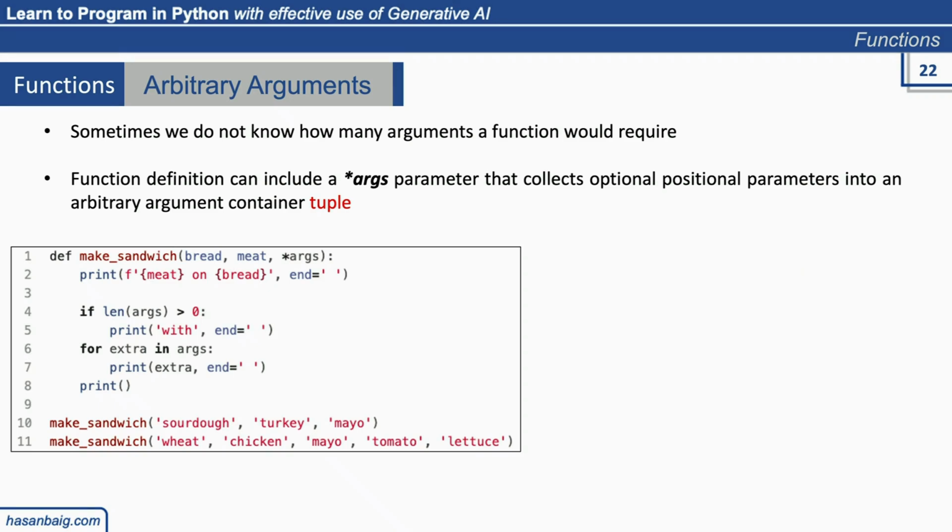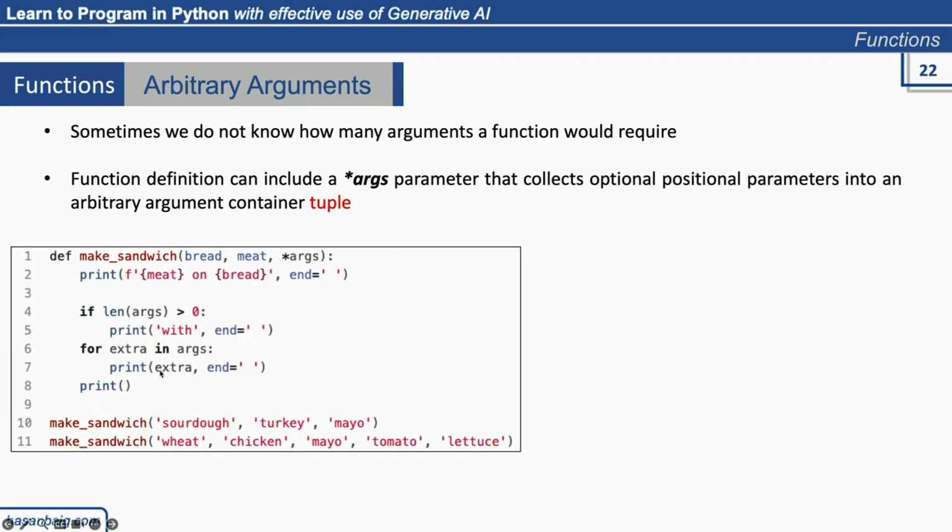Okay, so what this code is doing is checking whether this container, which stores additional parameters, has a length greater than 0, which means if it is 1 or greater than 0, then it will print a statement with, and then give a space. So now your message by this line of code will be turkey on sourdough with, and then it will look for how many parameters there are.